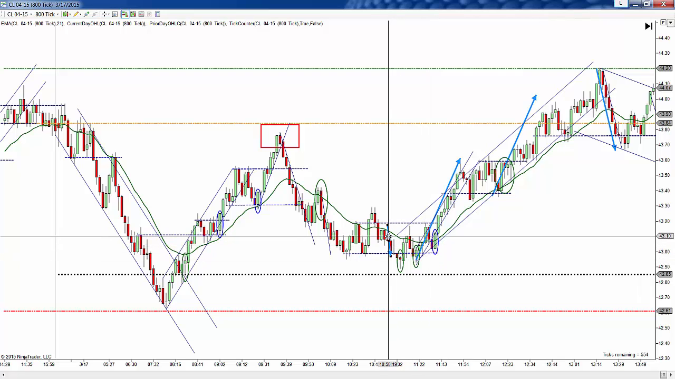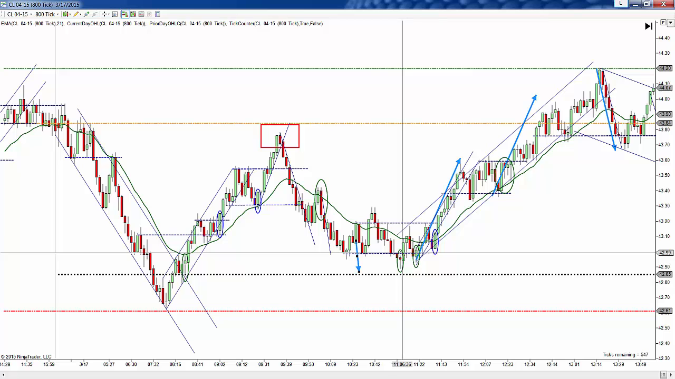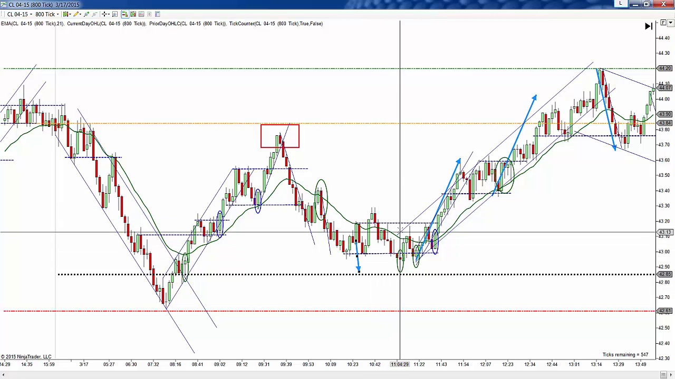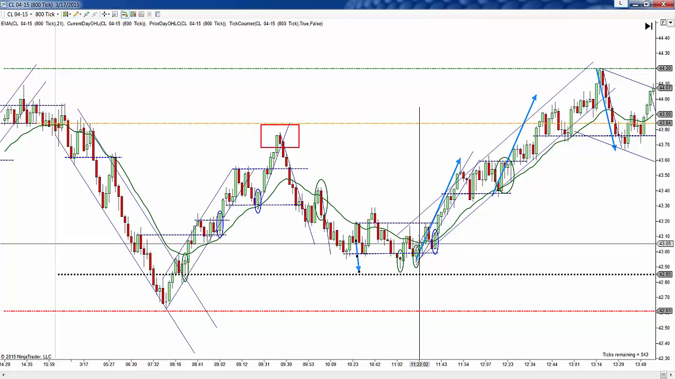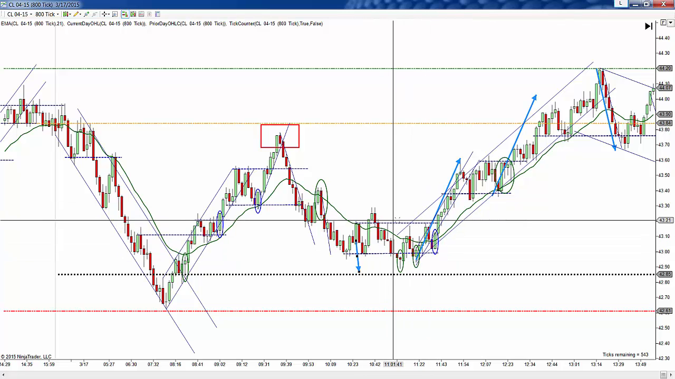So you can look at it two ways. Not only is this a second entry long here, but you say this is the first move down, second move down, and it looks like support to me. That's why I'm not looking short in this area. It doesn't really look like it.